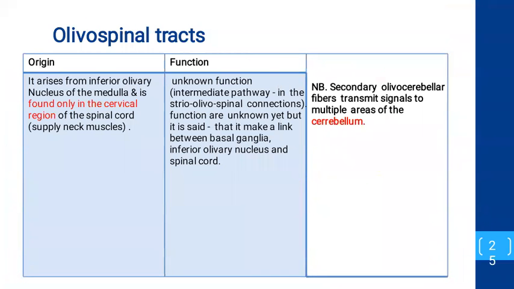The next tract is the olivospinal tract. The olivospinal tract arises from the inferior olivary nucleus in the medulla and is found in the cervical region of the spinal cord. The function of it is unknown. There is an intermediate pathway, what we call the striato-olivospinal connection. Its function is also not known. It is said that it makes a link between the basal ganglia, inferior olivary nucleus, and spinal cord.